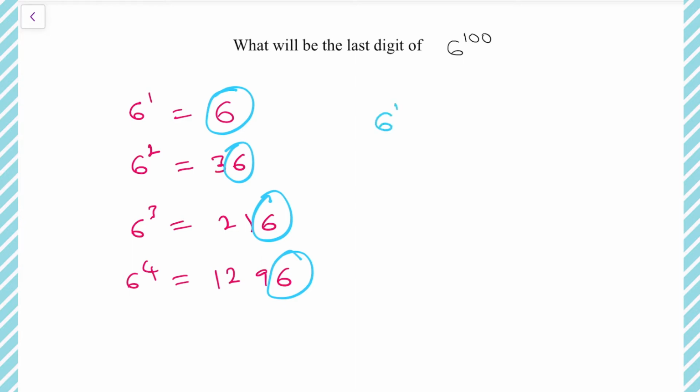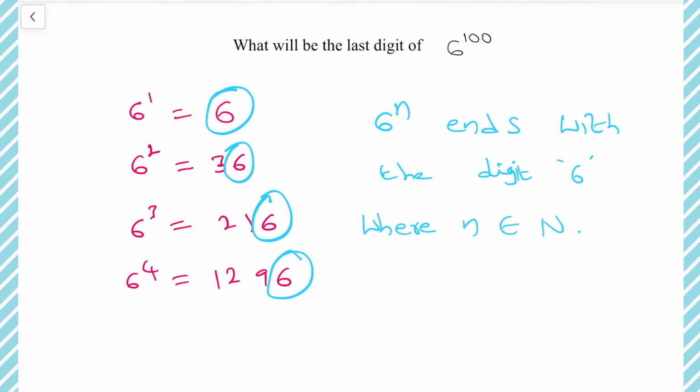So 6 power n ends with the digit 6, where n belongs to natural numbers, because we are starting from 6 power 1 only. If we take 6 power 0, then 6 power 0 is 1, completely it will be different then. So that's why we will start with the natural numbers only. So now 6 power n ends with the digit 6 always. So the last digit of 6 power 100 is 6 only.